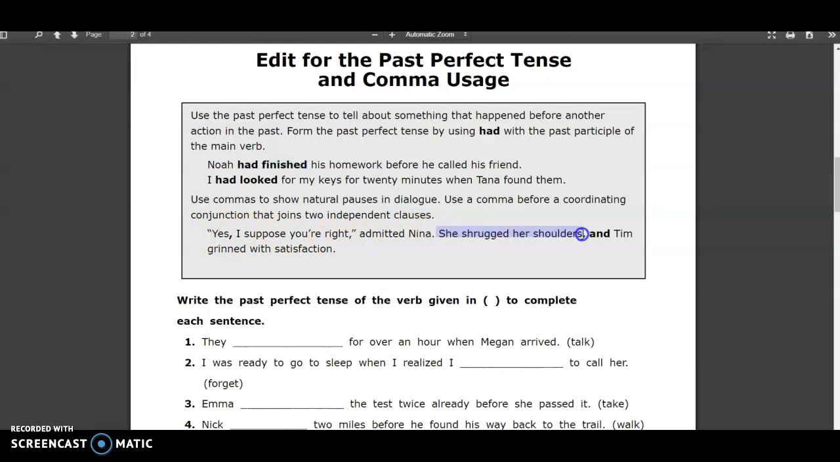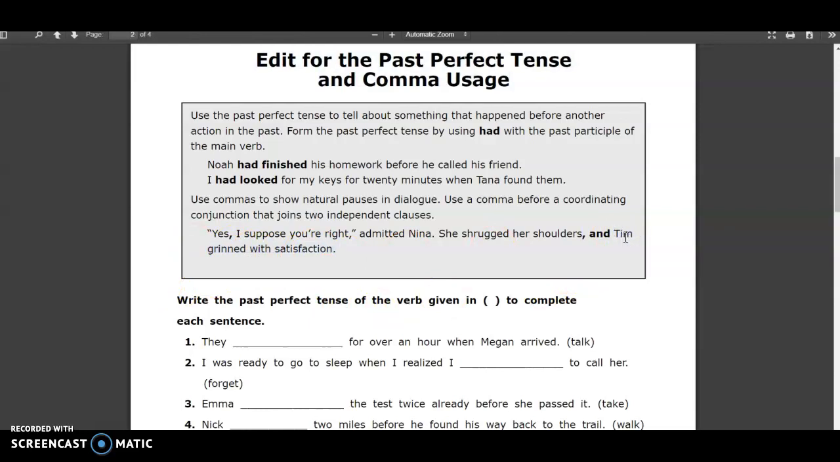She shrugged her shoulders. That could stand alone by itself. It could be a sentence. I could put a period and it'd be okay. But they didn't in this case. And so I have to have a comma, and Tim grinned with satisfaction. Tim grinned with satisfaction could be by itself as well.